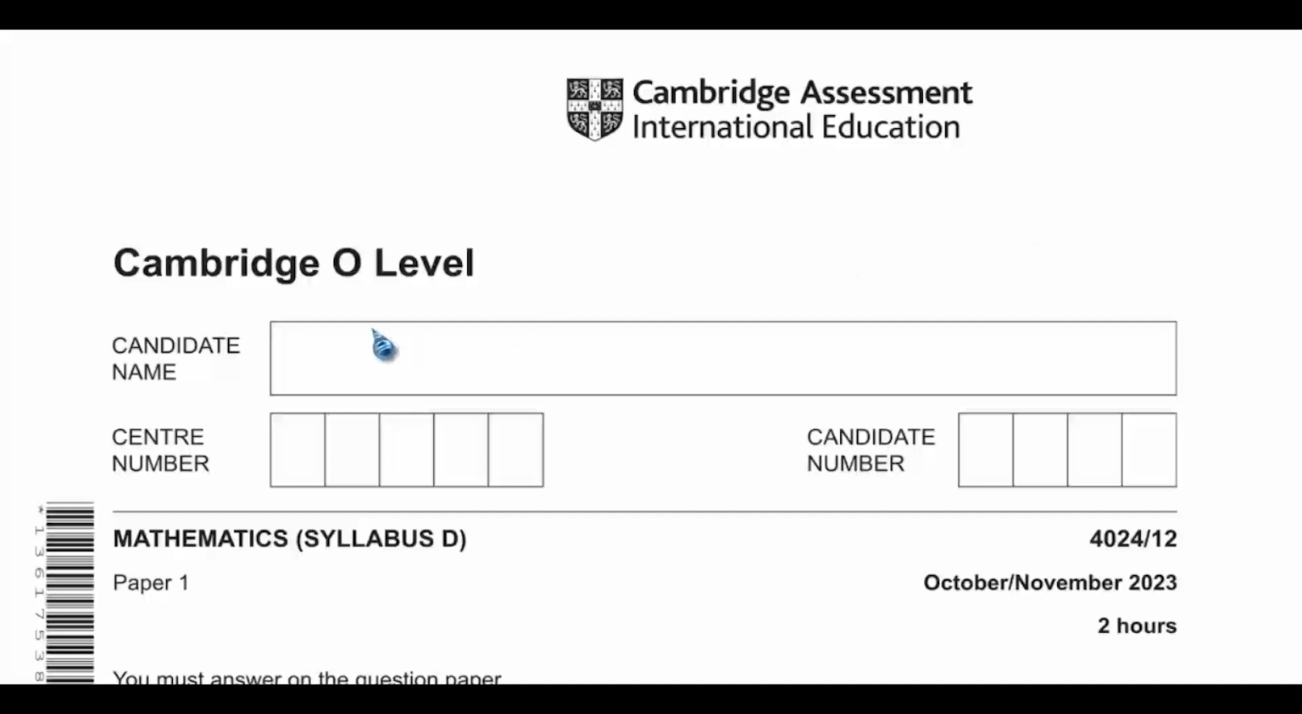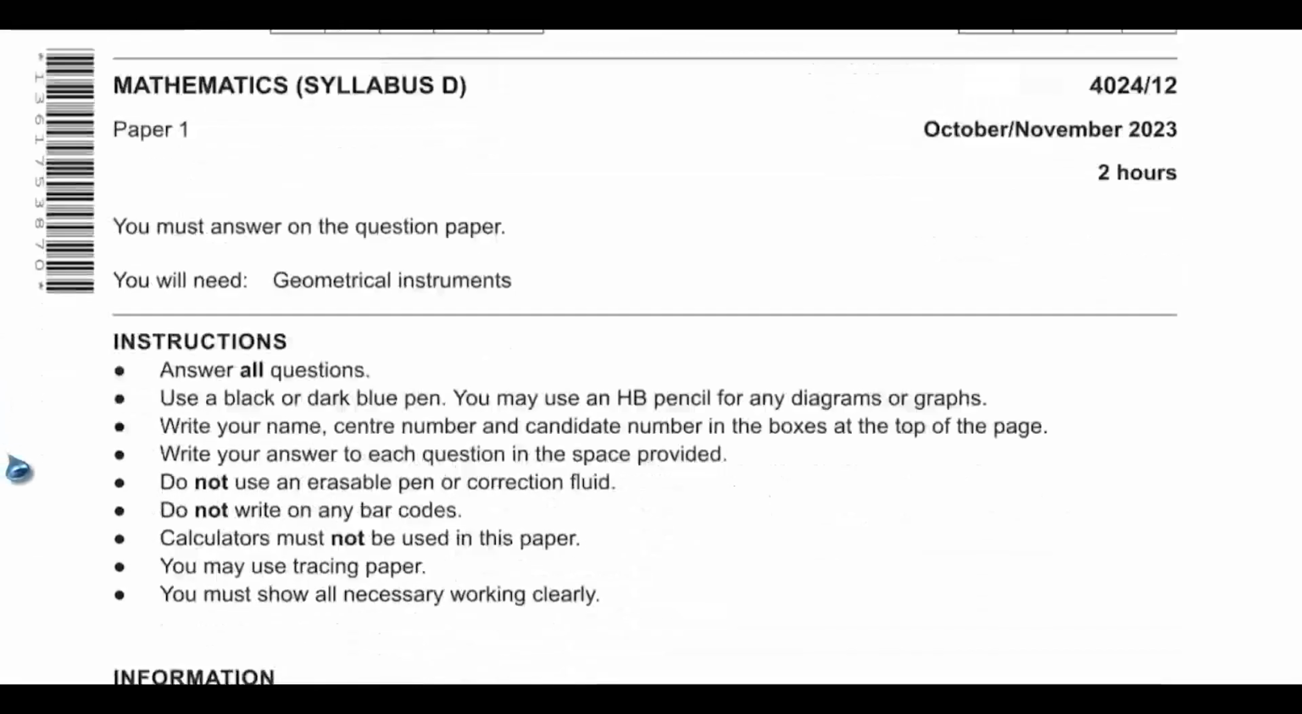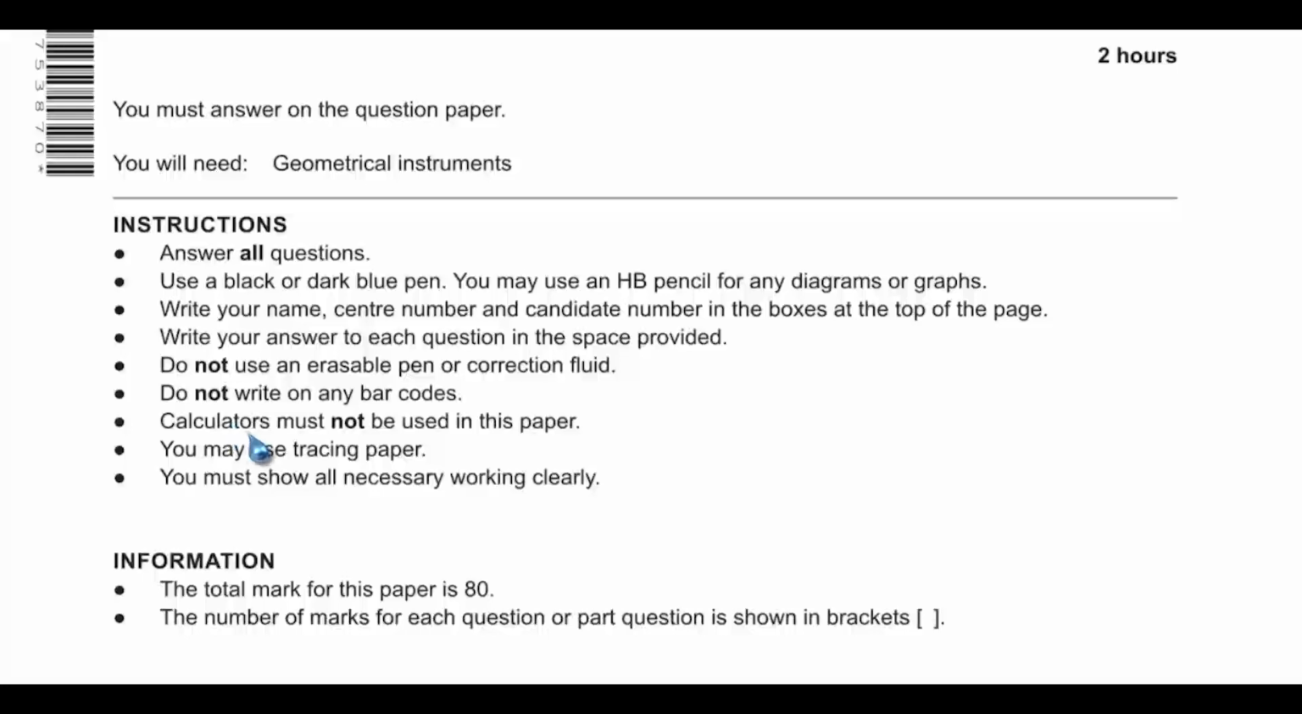This is Cambridge O-Level Mathematics written in October-November 2023. This is variant 1-2. I have previously solved the variant 1-1 and 2-1 respectively. They are inside a playlist on my YouTube channel. In this paper, calculator is strictly disallowed. As written here, calculators must not be used in this paper.